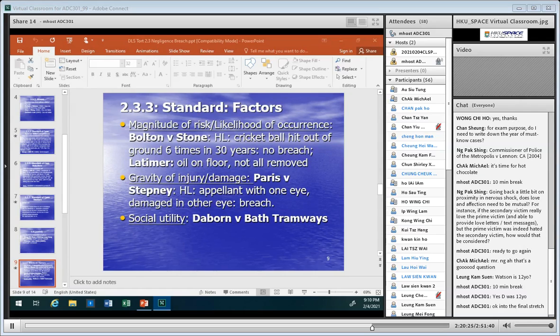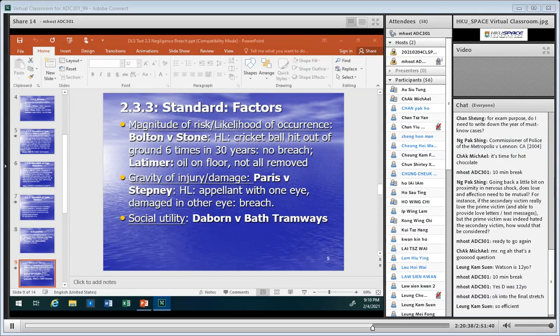Yes, Watson was 12 years old, so the defendant should be. I've amended the PowerPoint, okay, although the general point remains the same. The standard of care is that of a child of that age. Okay, an ordinary child of that age.